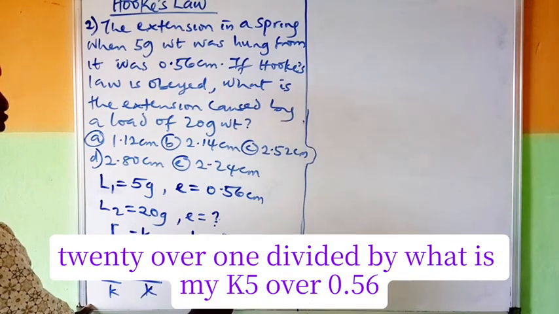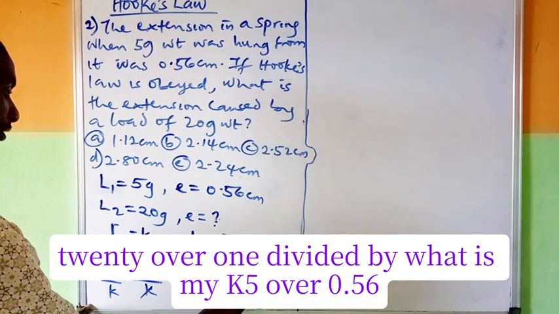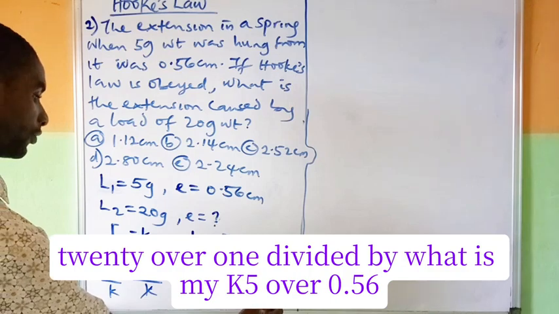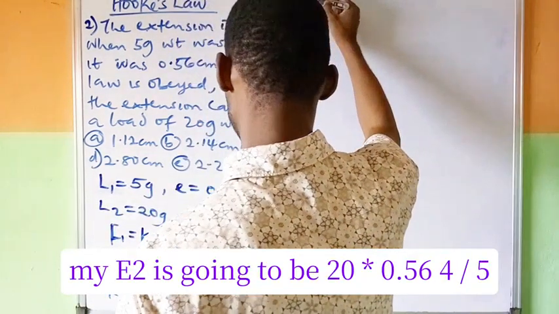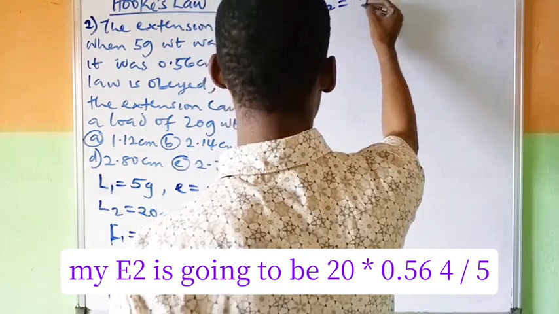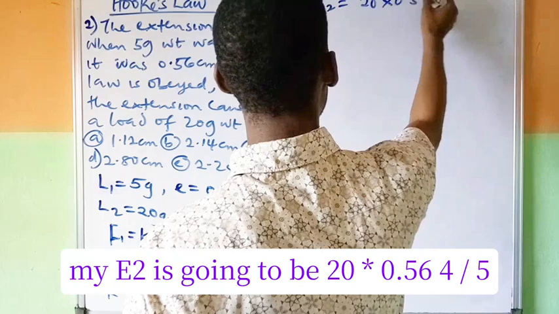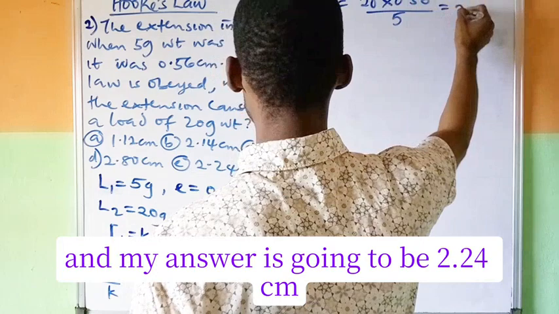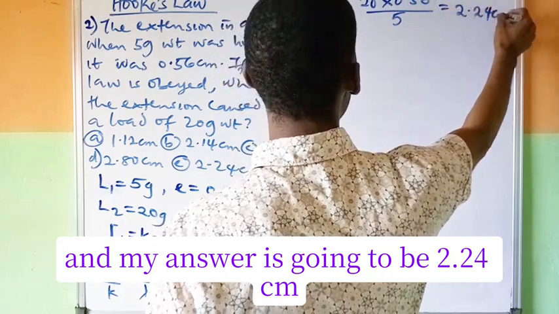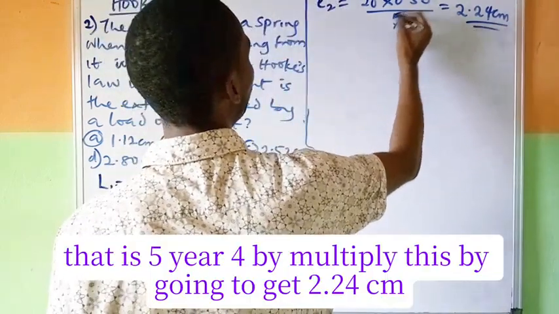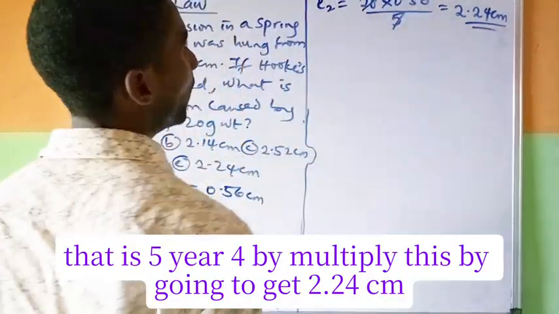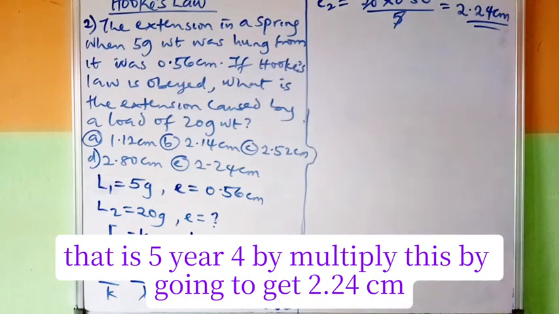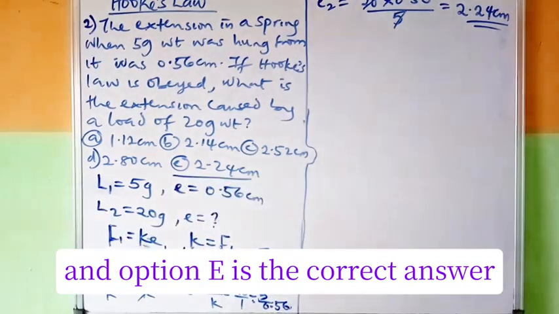And what is the F2? 20 over 1, divided by, what is my K? 5 over 0.56. My E2 is going to be 20 times 0.56, all divided by 5. And my answer is going to be 2.24 centimeters. That is 5 here, 4. If I multiply this, I'm going to get 2.24 centimeters. And option E is the correct one.